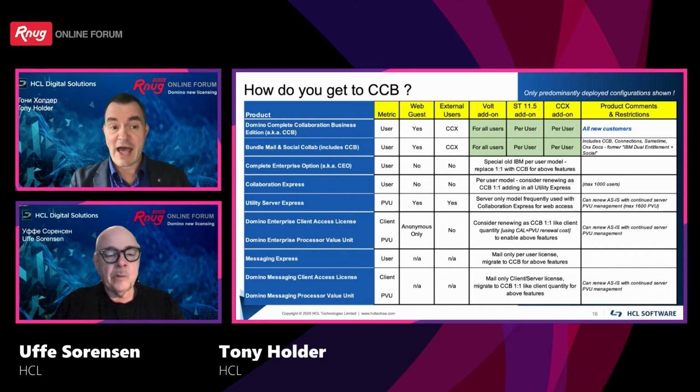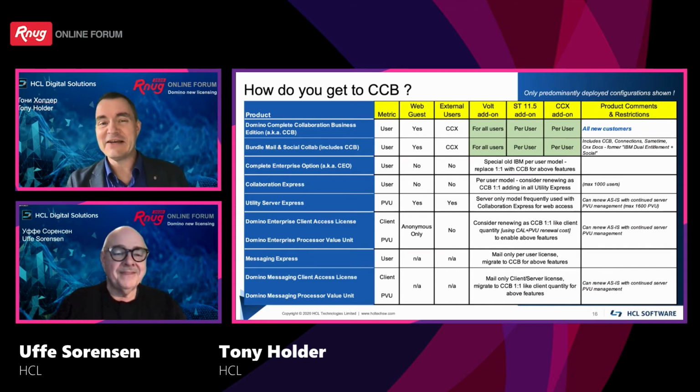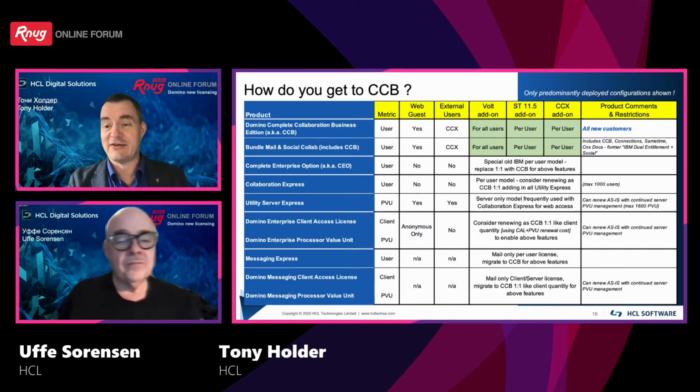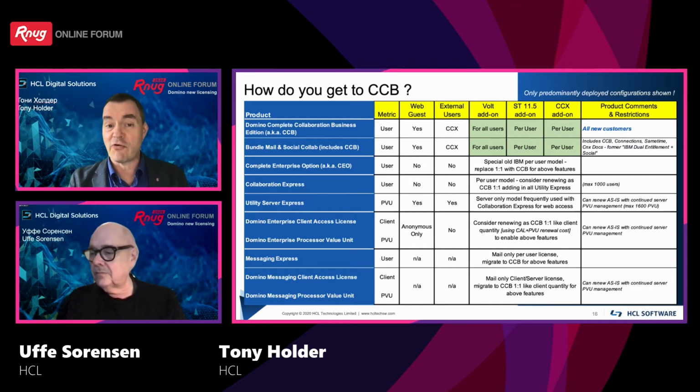So if you have CCB, you have CCB. So you can add Vault, you can add Sametime, and you can use CCX users. If you have bundle mail and social collaboration, you also already have CCB. That's the Domino user element of that license piece. So you're already there. Again, you can add Vault on, we can add Sametime, and we can add CCX at their special pricing.